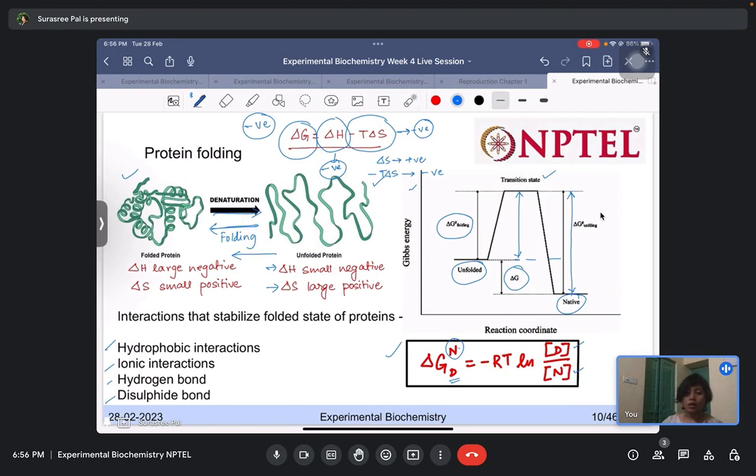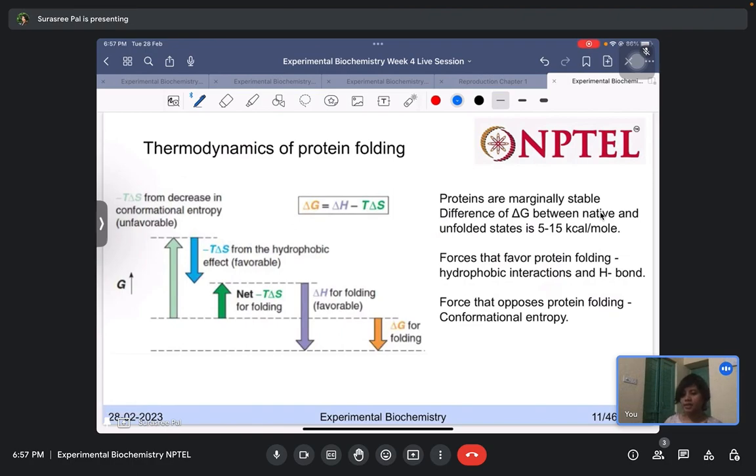So if the unfolded state has to be achieved, that is, if the protein has to be denatured, then these interactions have to be destabilized, right? This is again showing you the change of del S and del H. So T del S comes from the decrease in conformational entropy. When the protein is folding, there is a decrease in conformational entropy. So that is negative of T del S, which is a very high value.